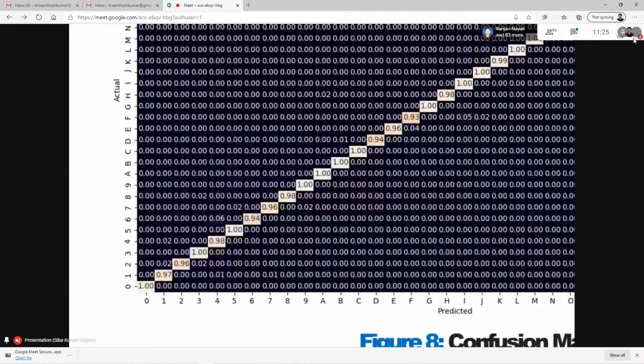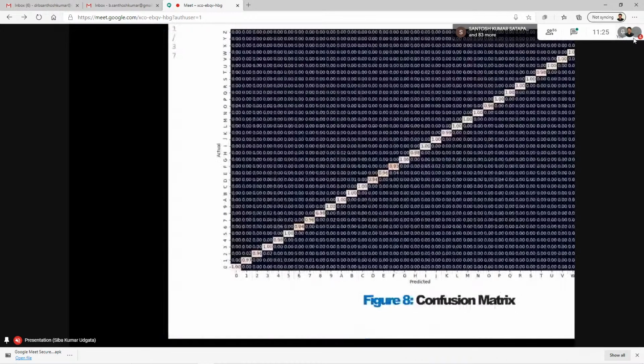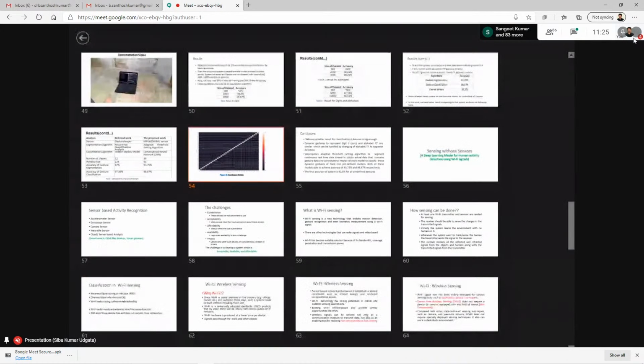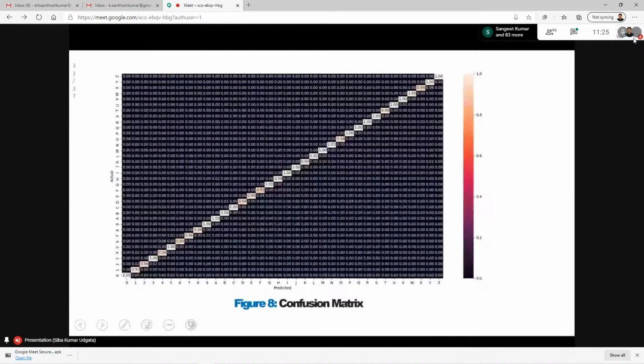If you look at this, 1 row and 7 column. You see, there is one case where 1 is recognized as a 7, and you can imagine 1 and 7 are almost the same. So one student, when he wrote 7, it was recognized as 1. This confusion matrix shows that you are on the right track and the system is working pretty well.